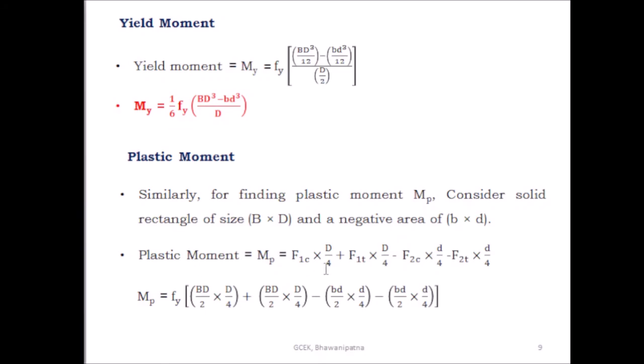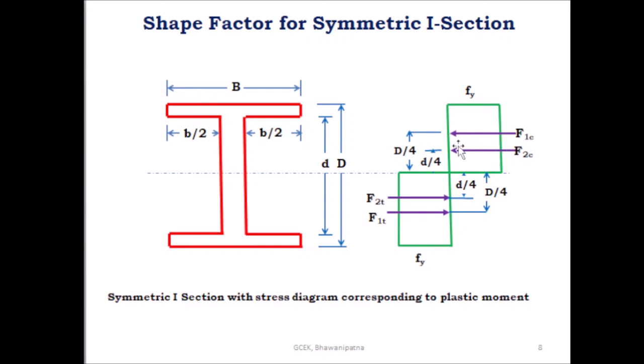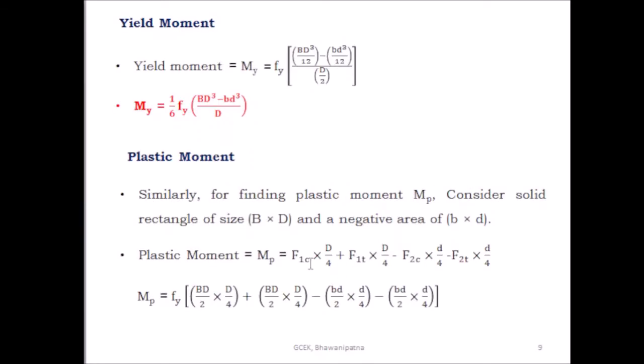MP is equal to F1C into D by 4 plus F1T into capital D by 4 minus F2C into small d by 4 minus F2T into small d by 4.